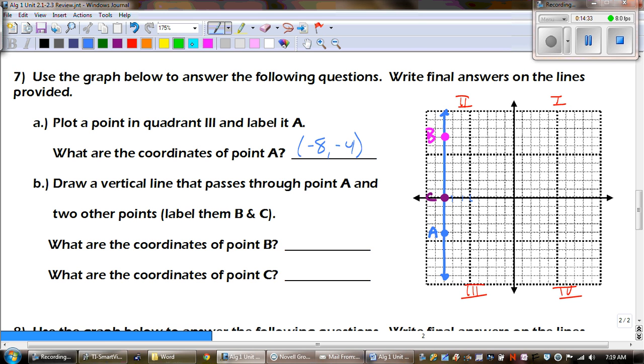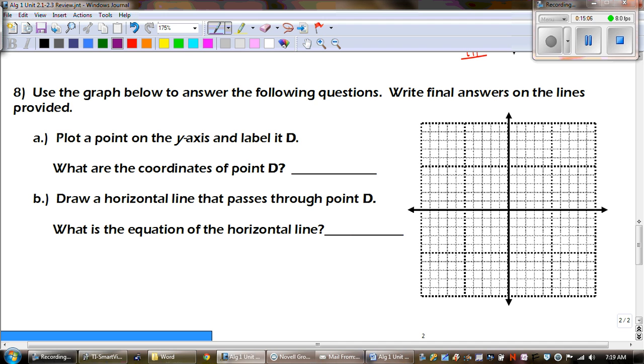So B, what are the coordinates of B? Well, my x value is going to be the same because it's a vertical line. So that's -8. And then I'm at +5, 6, 7. So +7. The coordinates of C, once again, I'm at -8, but I'm on the x-axis, so that means I went up 0. And there we go.